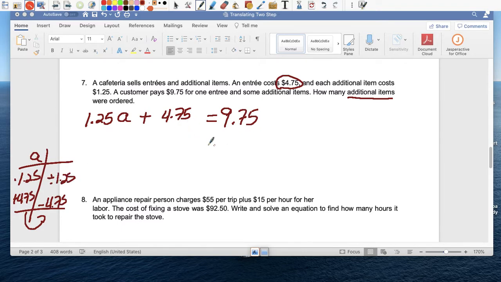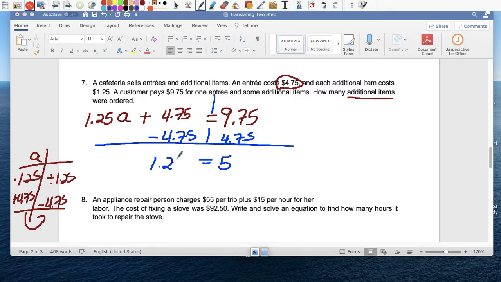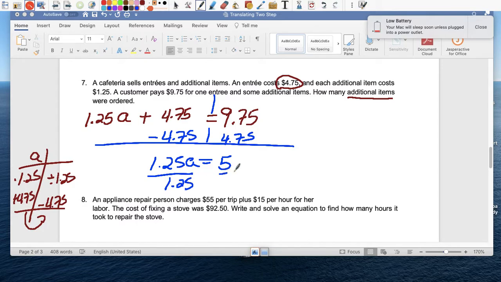So let's do that. First thing I do is 4.75. Subtract from both sides. Think about it. So from 9.75, I'm going to subtract 4.75. That means I have $5 left over, right? Because I paid 4.75. Now with $5 left over, I'm thinking, oh my God, how many sides can I get? Well, I'm going to divide by 1.25 and then divide by 1.25. How many extra things did I get? 4.